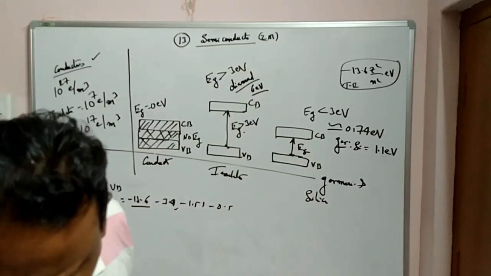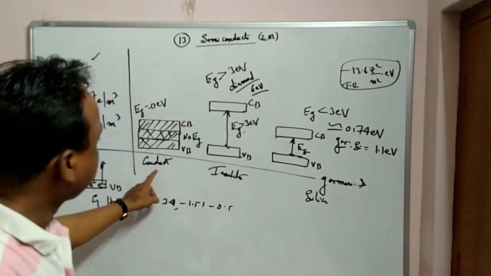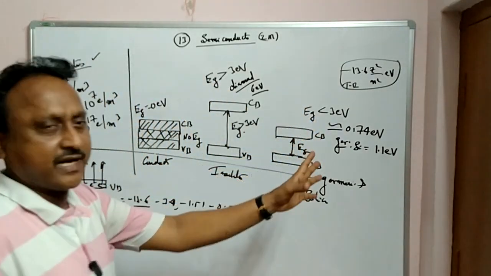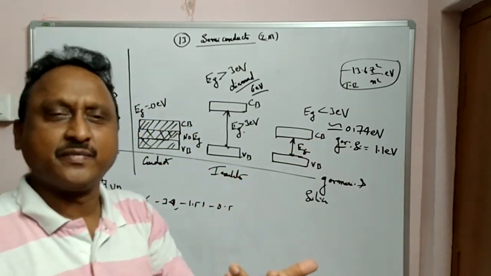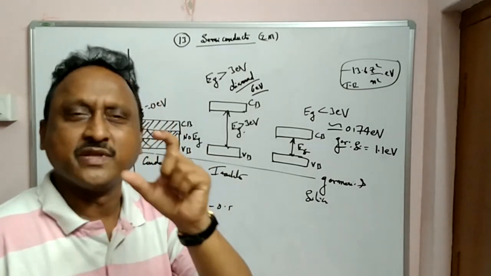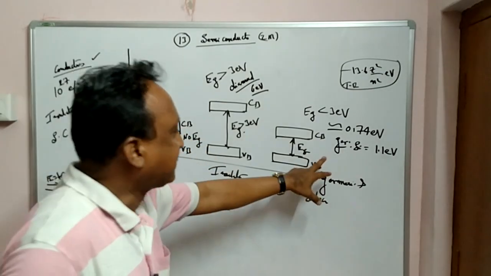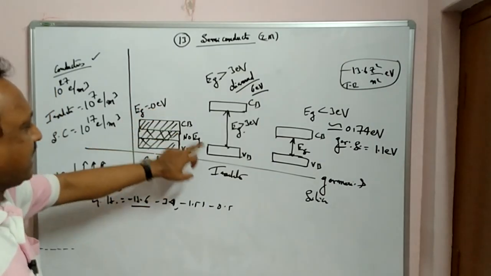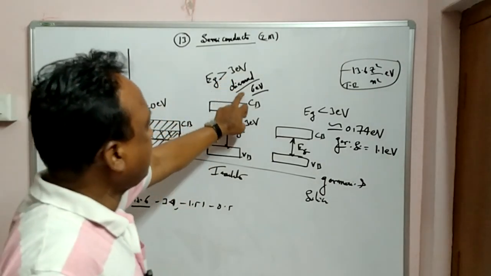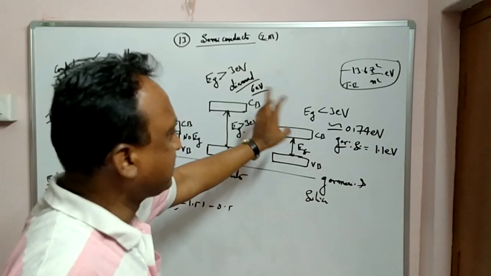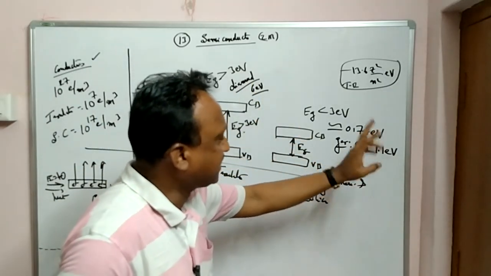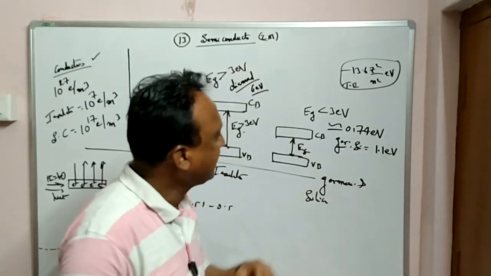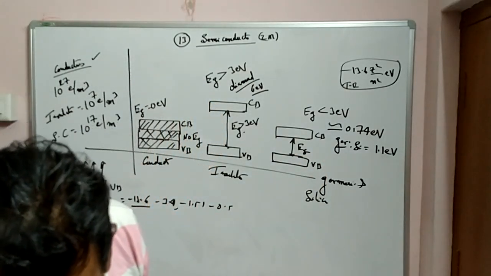So this is the basic structure of the conductors, insulators and semiconductors. A semiconductor behaves sometimes as a conductor, depending on the temperature rising or falling, and sometimes it is an insulator. And here no energy gap, 0 electron volts. Energy gap is more than 3 electron volts for diamond, around 6 electron volts. For silicon it is 1.1 eV, and for germanium it is nearly 0.74 electron volts.